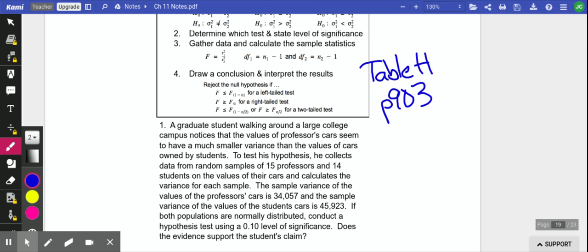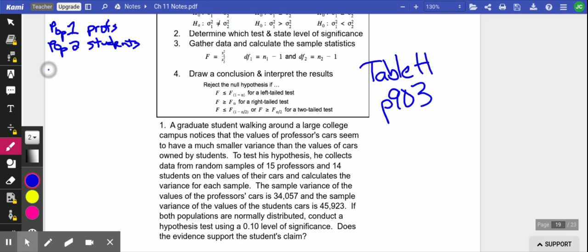So I'm going to do my writing over here on the side. So the first thing we want to do is define. I'm going to say population 1 are professors, and we'll say population 2 is students.